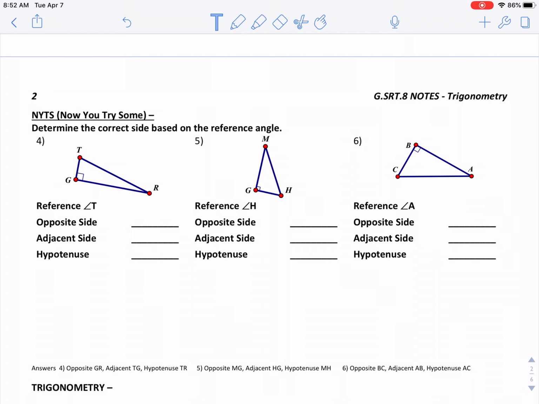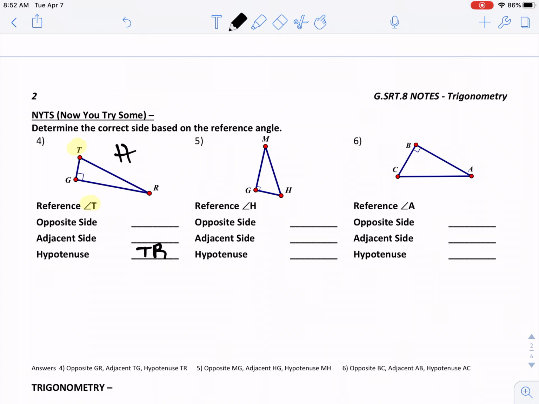All right, same thing with 4, 5, and 6 right here. I'm going to do number 4 with all of you. All right, reference angle for number 4 is T. So I'm starting up there. Hypotenuse is this side over here because it's across from the 9-degree angle. So that is T to R.